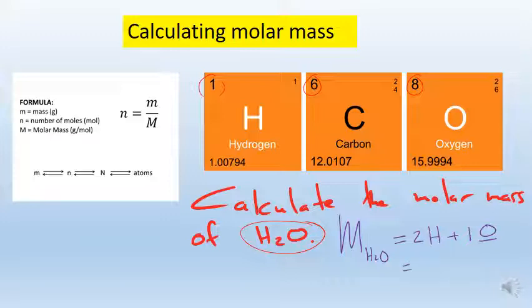The molecular mass of hydrogen from the periodic table is 1 gram per mole. The molecular mass of oxygen is roughly 16 grams per mole. And please don't use your calculator here. 16 plus 2. And now we worked out the molecular mass of water, which is 18 grams per mole.